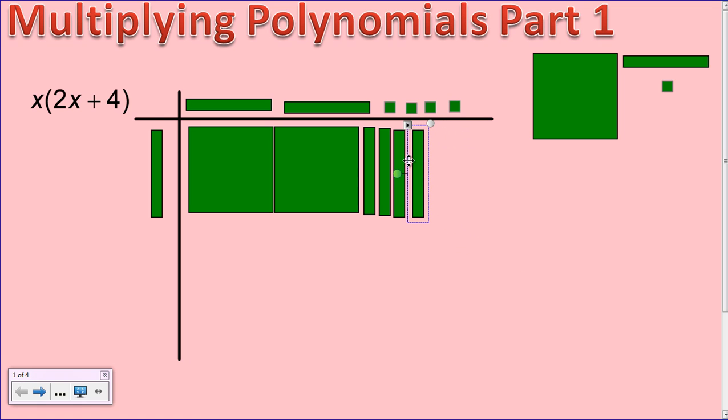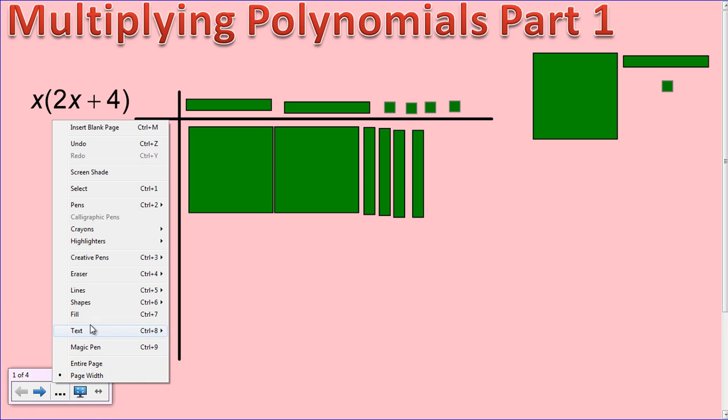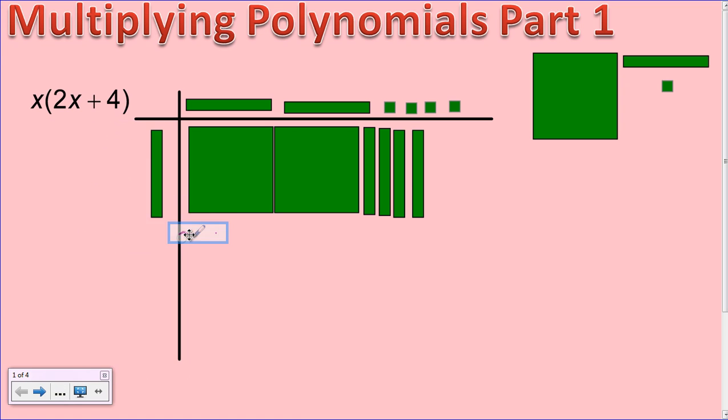And so this is what I end up with when I do x times the quantity 2x plus 4. I end up with 2x squared plus 4x's. And so that's what I have here when I finish multiplying. It comes out to 2x squared plus 4x. That's what I got. And so I'm going to show you algebraically how I do that. It's just the distributive property.